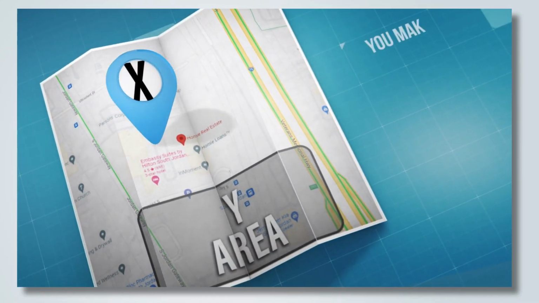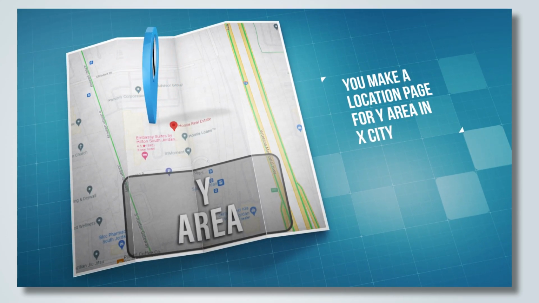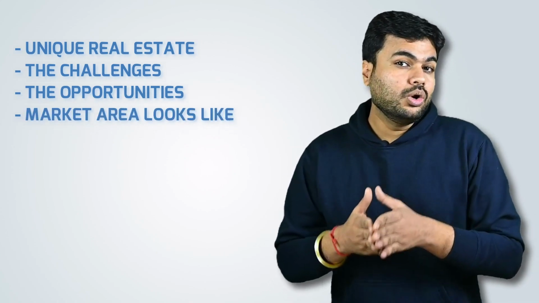For example, if you are a real estate agent in X city and you make a location page for Y area in X city, you might talk about unique real estate in that area, the challenges, the opportunities, or what the market looks like for Y area instead of the entire X city. You are going to give some kind of value, and you are going to do that uniquely for all the neighborhoods and areas that you are trying to target. Now, if someone is in the Y area and they are looking for real estate or the best neighborhood in the Y area, you have a very good chance of showing up.